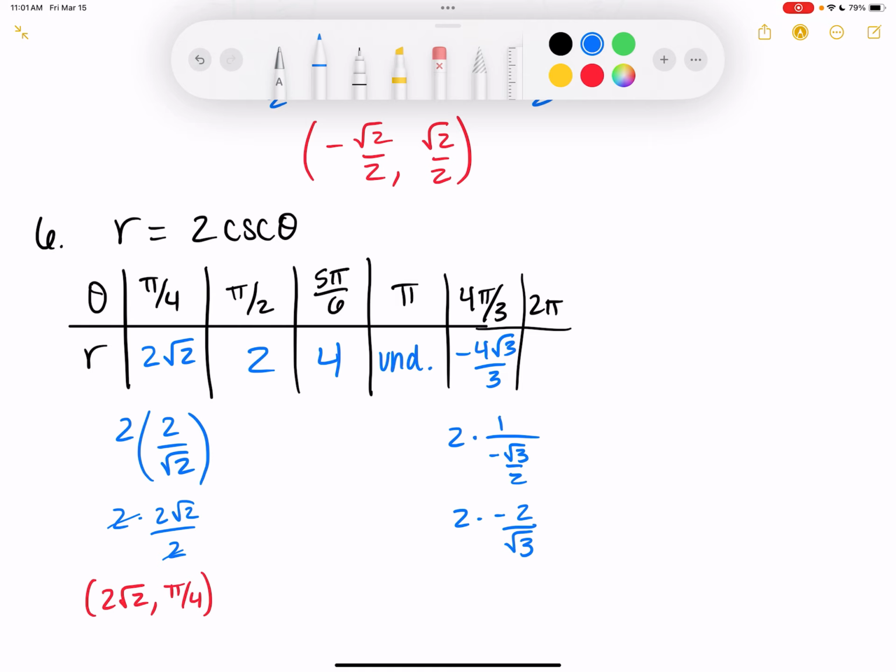All right, at 2 pi, so what's the sine of 2 pi? 0. So 2 times 1 over 0 is? Undefined. So this one would also be undefined. So if it's divided by 0, it's undefined. But if it's dividing 0, then it's 0. Having 0's on top. Yes.